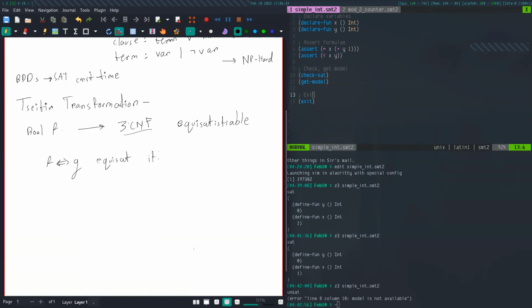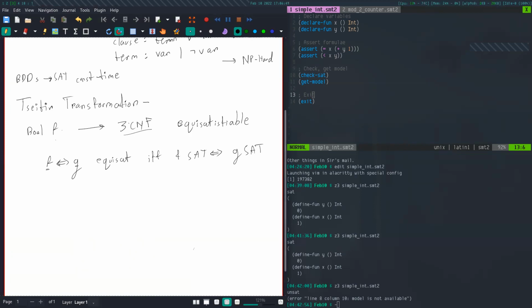if F being sat is equivalent to G being sat. So to show that two formulas are equisatisfiable, you have to show that if F is satisfiable, then G must be satisfiable, and if G is satisfiable, then F must be satisfiable, right?